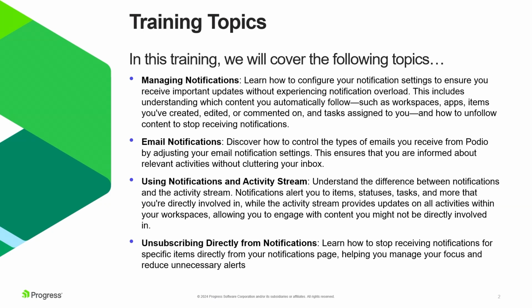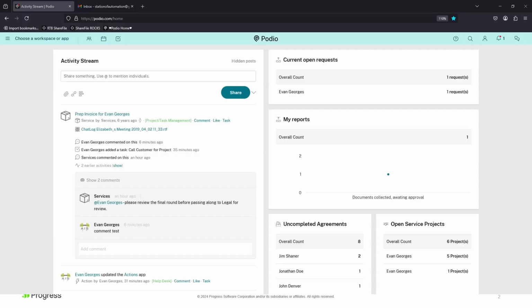We'll look at notifications versus the activity stream. So we'll break down the differences and when to rely on each. And it's already sprinkled in unsubscribing from notifications, managing. We'll show you how to stop following items, apps, and so on. And we'll look into some of the common missteps along the way as well, things that I've seen in more of like a day-to-day working with Podio.